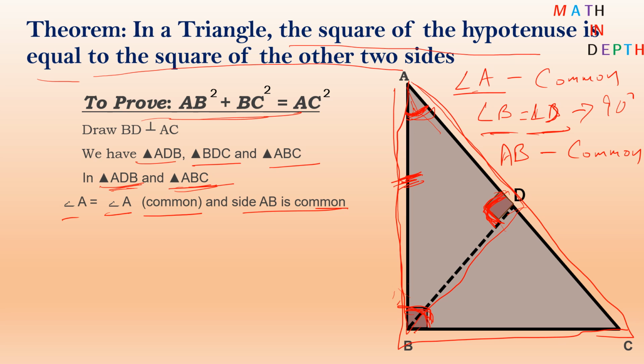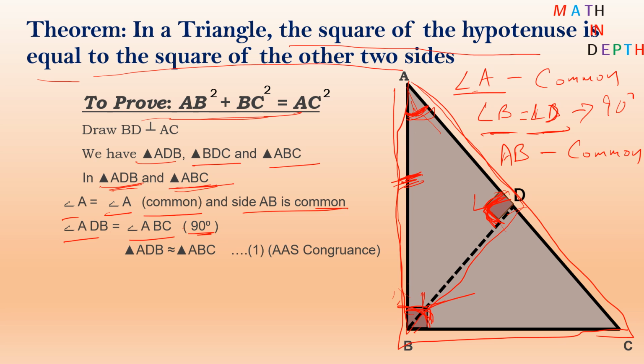So two angles are equal here in both the triangles. And again angle ADB is equal to angle ABC, because both are 90 degrees. So these two angles are equal. Now these two triangles are similar to each other by AAS congruence.